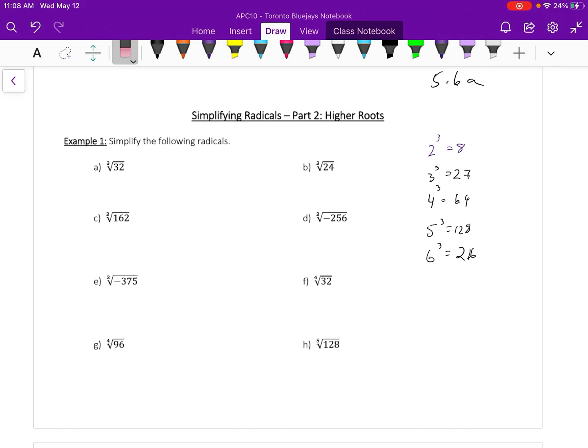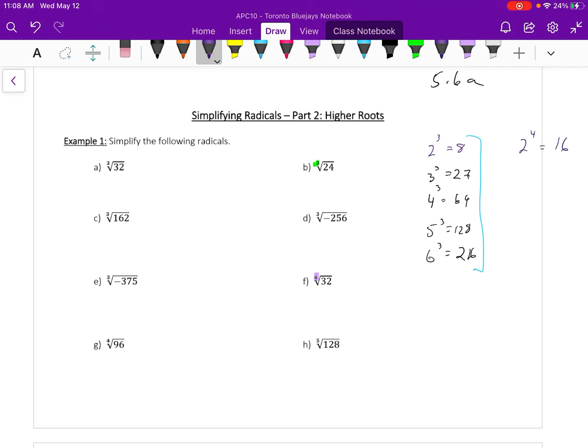So we're going to be simplifying radicals and higher roots. And what we mean by higher roots is that the index is no longer a square root. So if we're dealing with cube roots, it might be helpful to write down a few cube roots to help us navigate the process. If we're dealing with fourth roots, we may wish to write down a few.